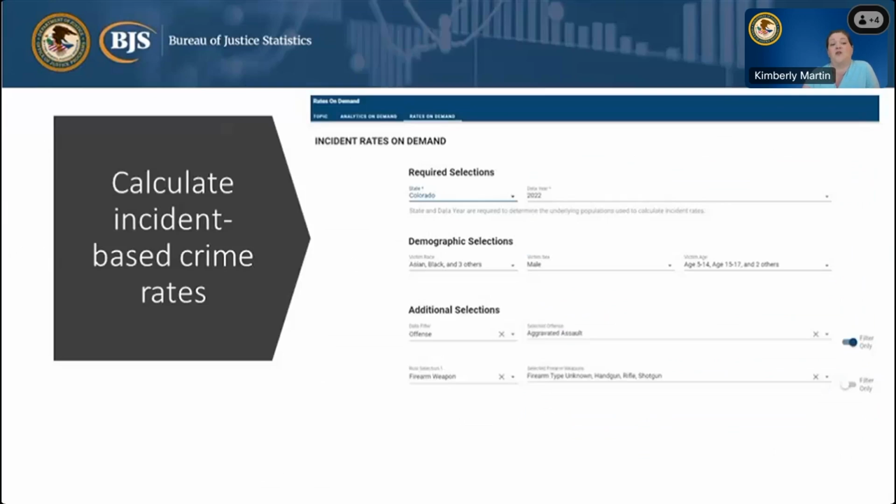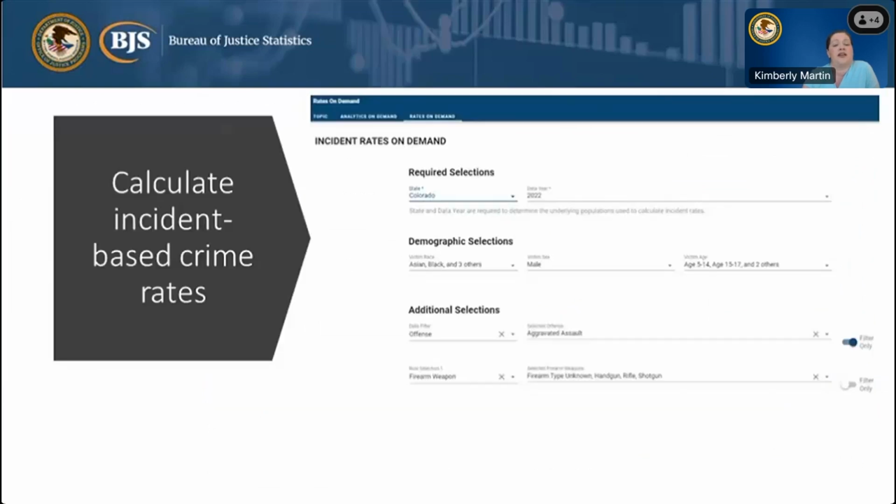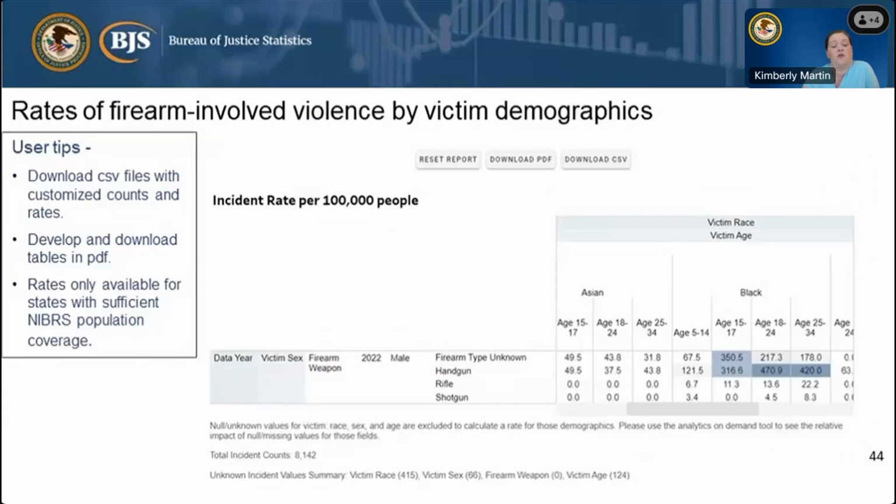You can also go in and calculate your own incident-based crime rates. Let's say you see crime rates in a report that are intriguing but don't necessarily get at what you're interested in. You can go in here and calculate your own crime rates. And here I've done that. We do it for person crimes. And here I generated victimization rates in the state of Colorado for firearm violence, any violent crime where a firearm was present, by the type of gun.